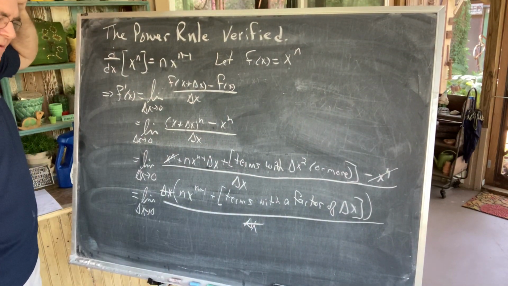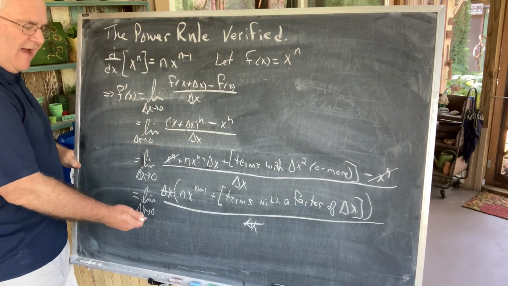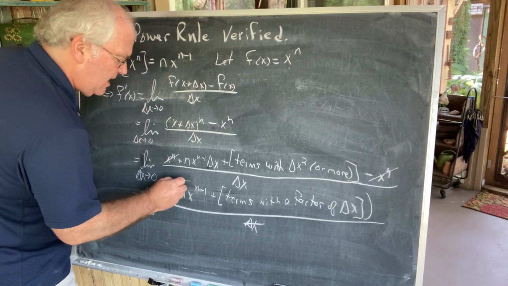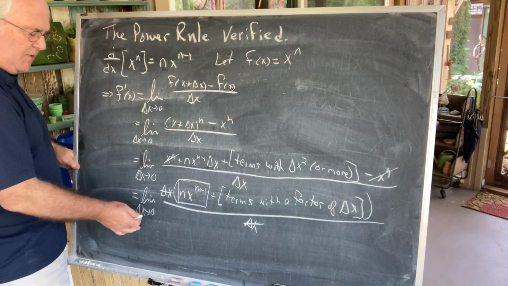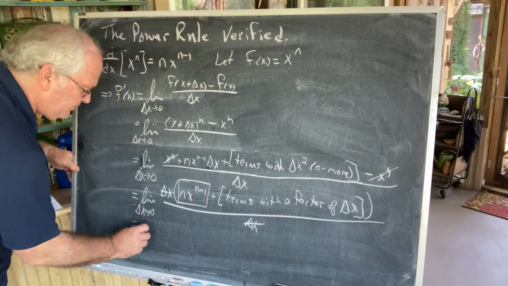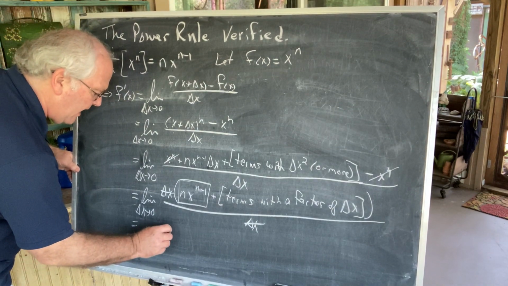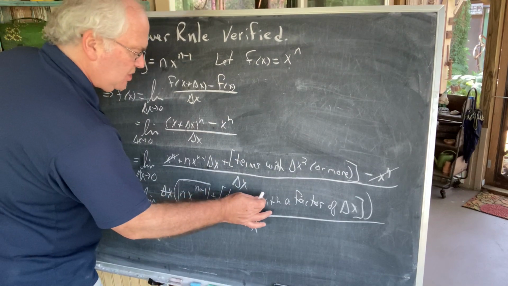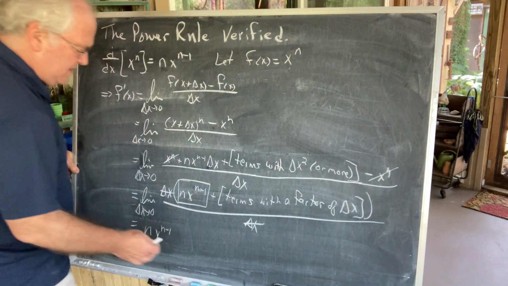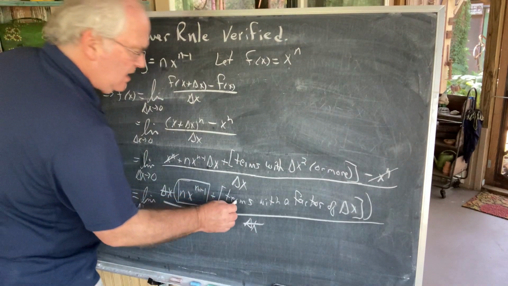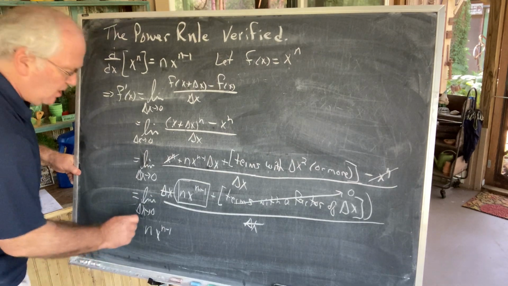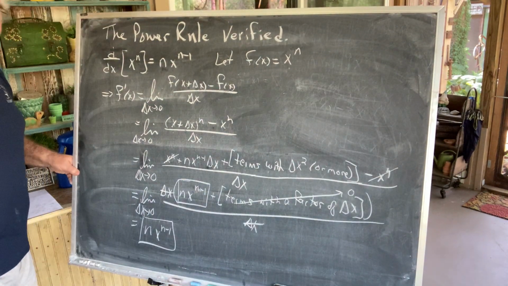I'm running out of space, but we can see what's going to happen. Now evaluate the limit. As delta x goes to 0, everything here is constant with respect to delta x. So the limit of this constant is this constant, n, x to the n minus 1. But each term in this expansion has a factor of delta x, and as delta x goes to 0, each of those terms goes to 0. And so we're left with n, x to the n minus 1.